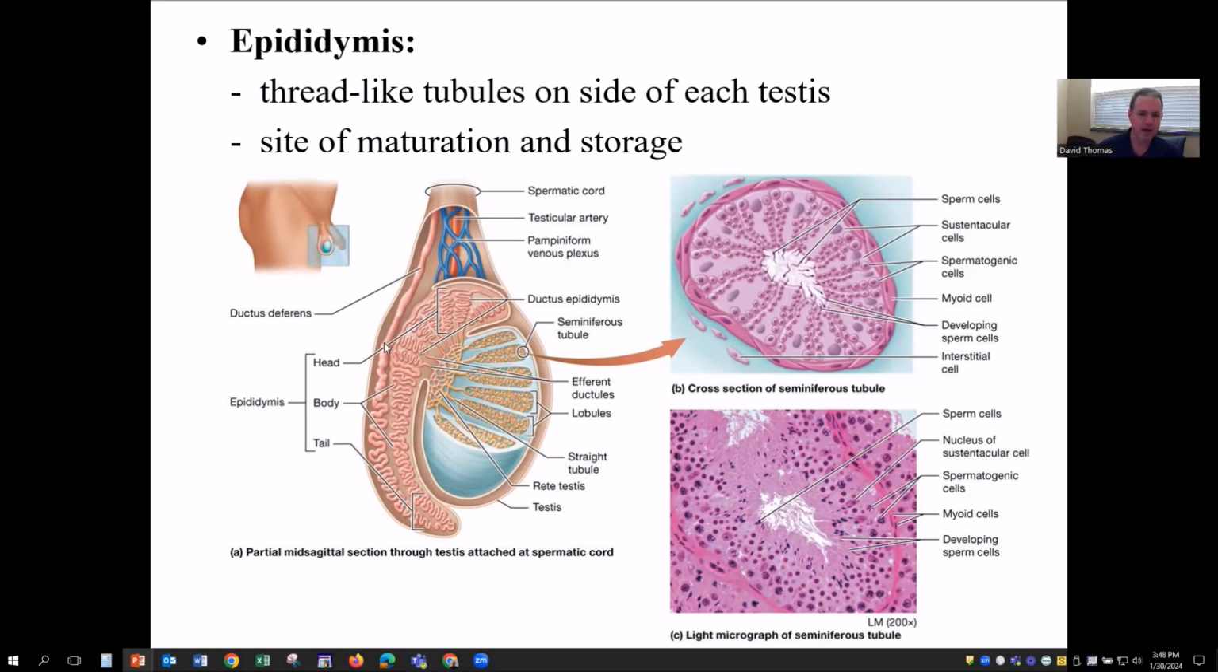And you can see from the diagram, there's a head region that is more superior there. You've got a region known as the body in the middle, and a section of the epididymis more inferior called the tail. But they're very coiled up tubes. The main thing you need to know here is that this is where sperm cells finish their developmental process. They finish that maturation, and they're being stored until they are released.